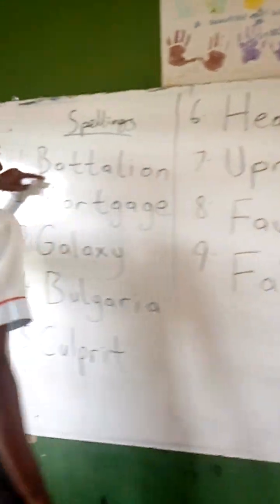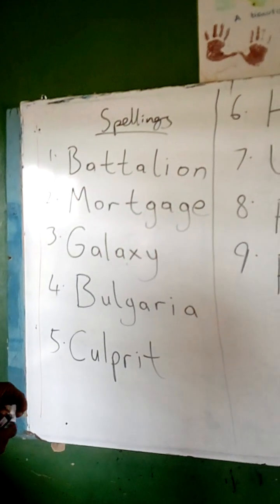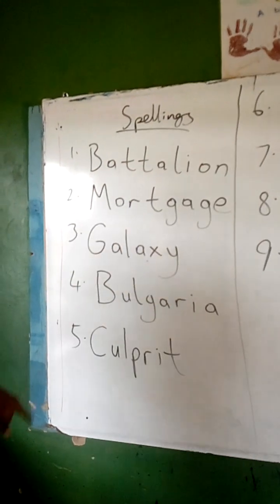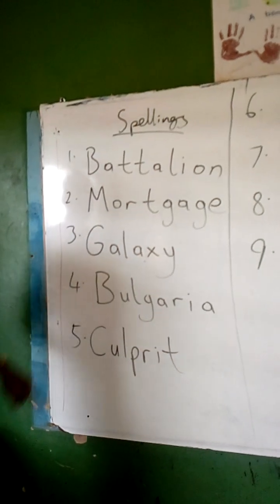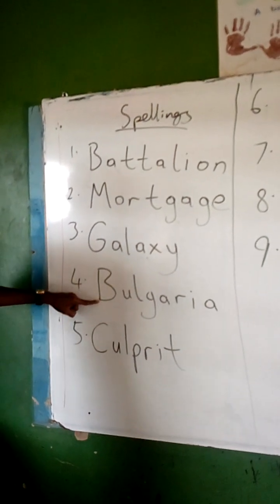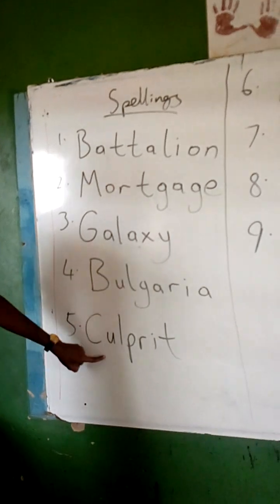Now, I'm giving you 9 words this morning. The first one is battalion. This is the spelling of battalion. The second one is mortgage. This is the spelling of mortgage. The third one is galaxy. This is how to spell galaxy. The fourth one is Bulgaria. This is the spelling of Bulgaria. The fifth one is culprit. This is how to spell culprit.